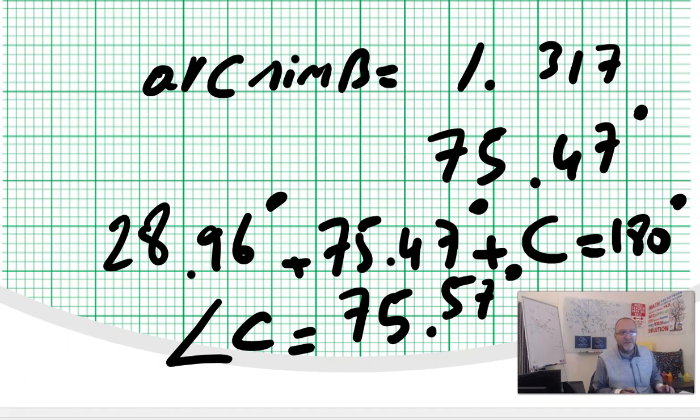But look at it, basically. Across from C, there is a side that is 15. Across from B, there is a side that is 20. So which one should be larger? B should be larger. Wait a second. So there's something wrong that we did.